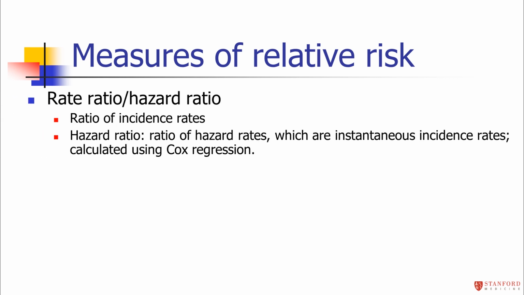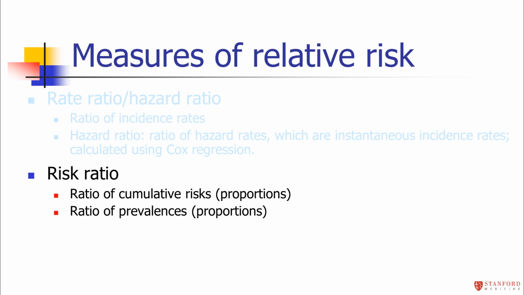If you take two incidence rates and divide them, that's called a rate ratio. You'll also see something in the literature called a hazard ratio. A hazard ratio is also a ratio of incidence rates. It's just a ratio of what we call instantaneous incidence rates or hazard rates. Hazard ratios actually come from a regression technique that we're going to talk about much later in the course. But for now, you can just interpret them exactly the same way you would interpret a rate ratio.